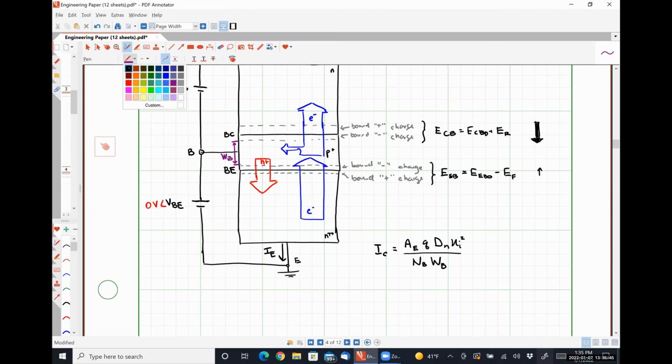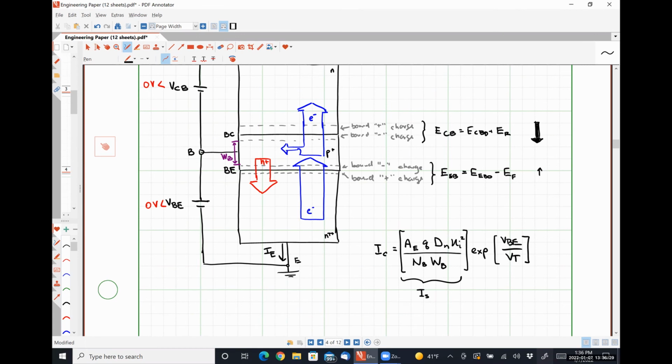I'm going to multiply this coefficient out here by exp of VBE over VT. Okay. So what this represents is our saturation current, that tells us effectively how many electrons survive diffusing across the base and get swept into the collector, okay?